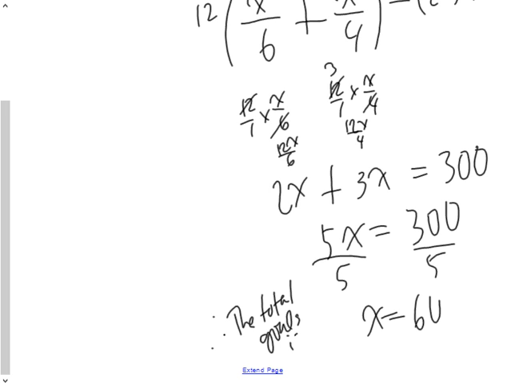Now, since Raj scored 1/6 of the team's goals, Raj would have scored 10 goals. And since Tom scored a quarter of those team's goals, a quarter of 60 would be 15. So Raj scored 10, and Tom scored 15 goals. Exciting stuff.